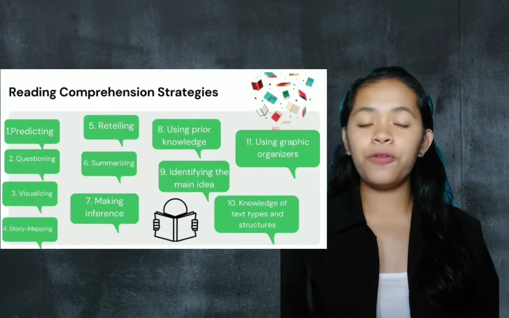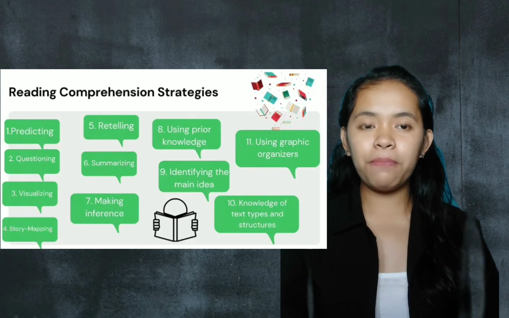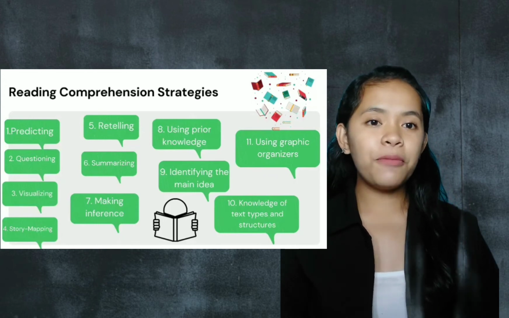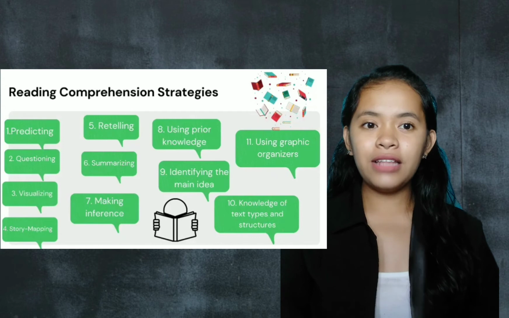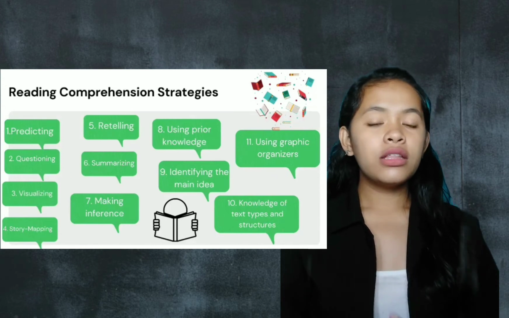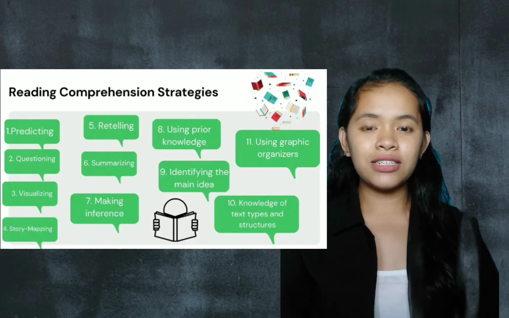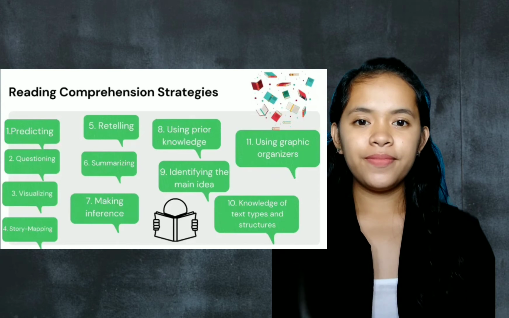Talking about the reading comprehension strategies, we have predicting, questioning, visualizing, story mapping, retelling, summarizing, making inference, using prior knowledge, identifying main idea, knowledge of text types and structures, using graphic organizers, and many more. I know that some of these strategies are familiar and self-explanatory. We will only tackle those that are important in reading expository text.